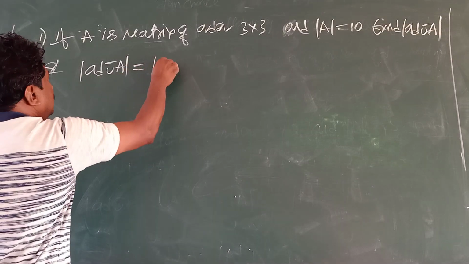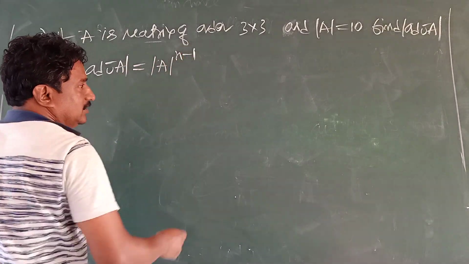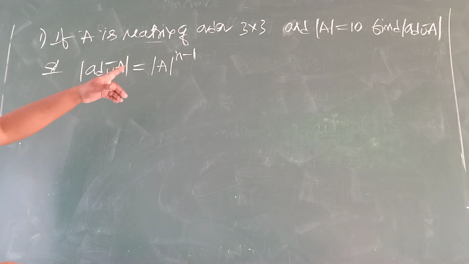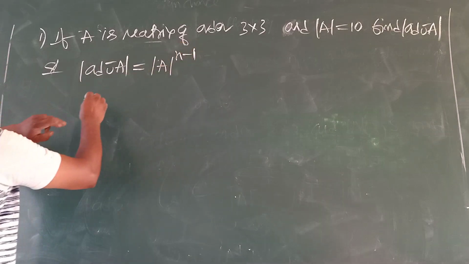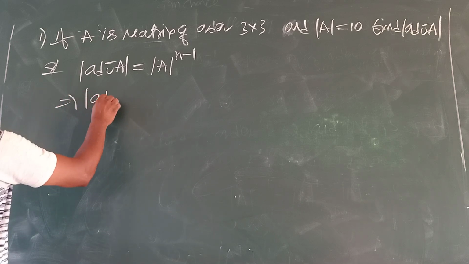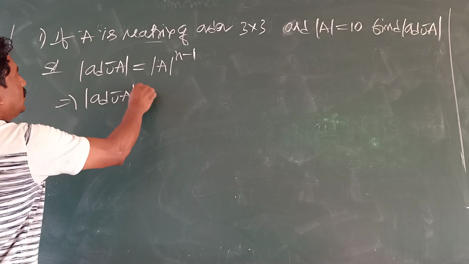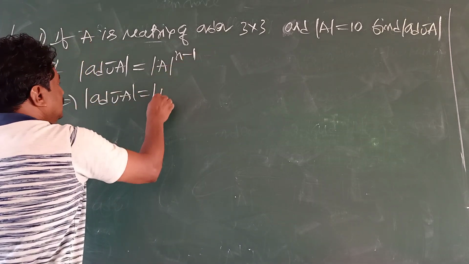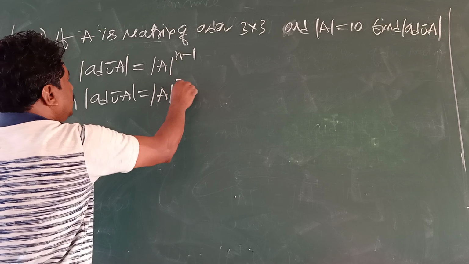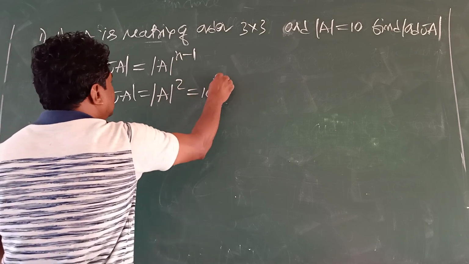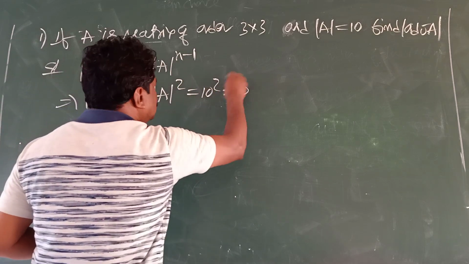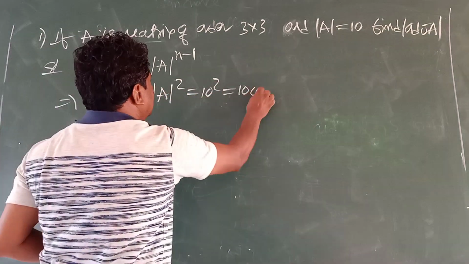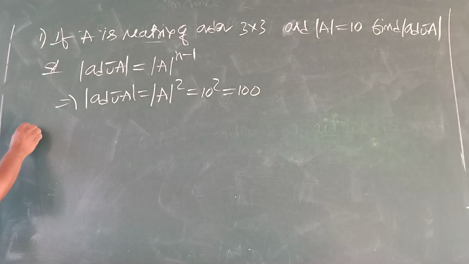Determinant of adjoint A is equal to delta A whole power n minus 1. So right here, it is given a third order matrix. Determinant of adjoint A is equal to delta A whole power 3 minus 1, which is 2. So delta is 10, 10 squared. 10 squared is 100. We got that. Let us go for one more question.